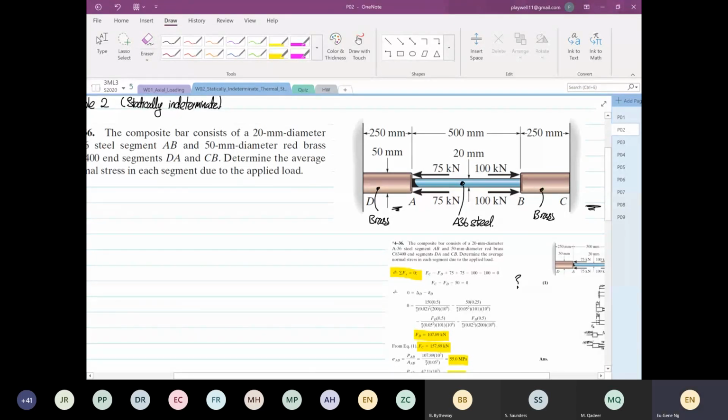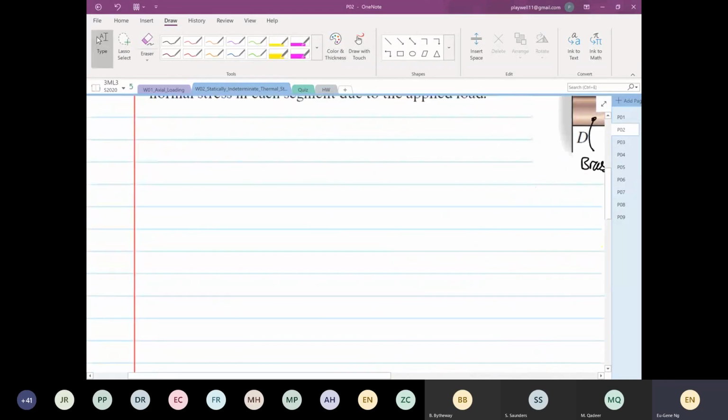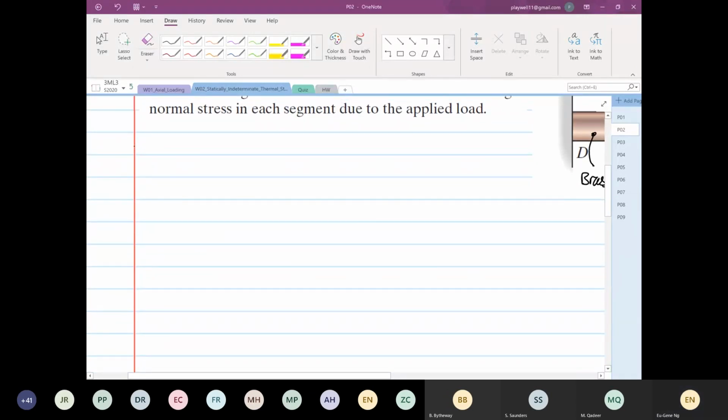So the first thing we're going to do is we're going to prove that the structure is statically indeterminate.